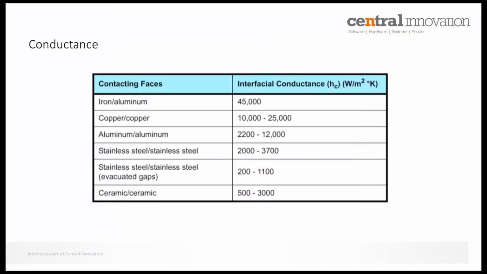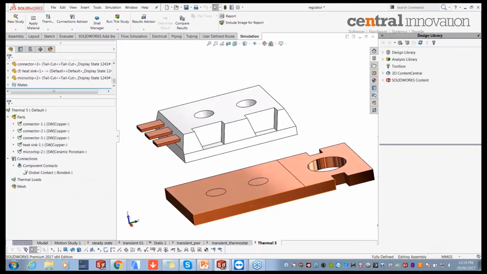For example, if the contacting faces or the thermal glue you use is made of materials like iron or aluminum, the conductance value you use is around 45,000 watts per meter squared Kelvin. And for other materials, they are given some examples as well. So based on this, you can calculate how much heat resistance is going to be there between the two parts. So ideally, to calculate the heat resistance, you have to take the inverse of these values. Right? Let's go back to our study.